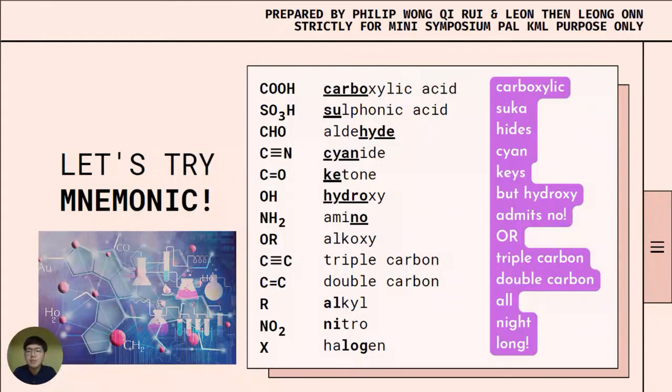So by using the mnemonic method, we developed: carboxylic, suka hides cyan keys, but hydroxy omits no, or triple carbon, double carbon all night long. Okay, so this mnemonic method helps students, also our POW followers, to remember information in a better way. They provide a memory bridge to help us recall information that otherwise is difficult to remember. When this mnemonic strategy is used properly, it allows us to spend less time retrieving information from our long-term memory.